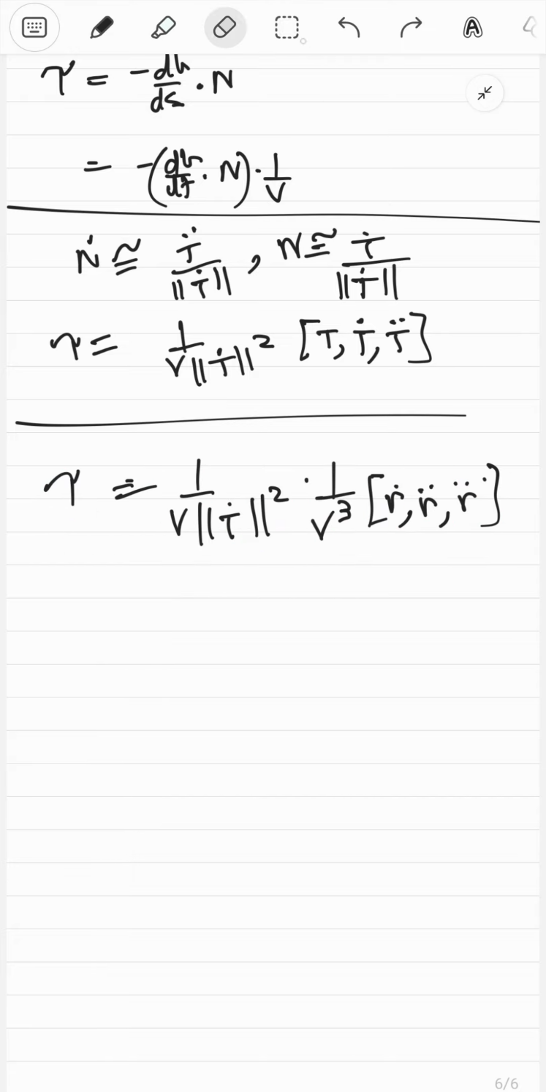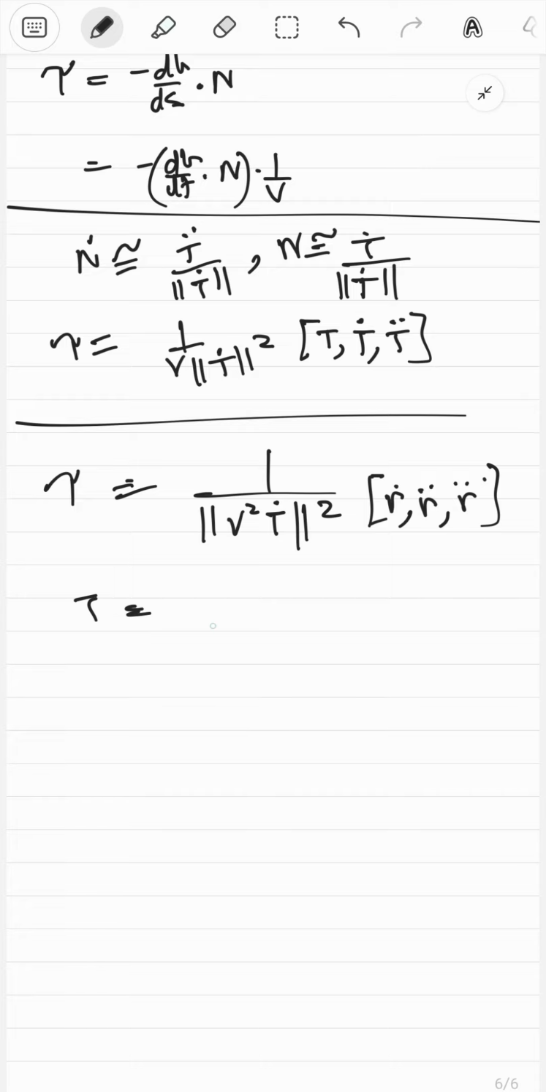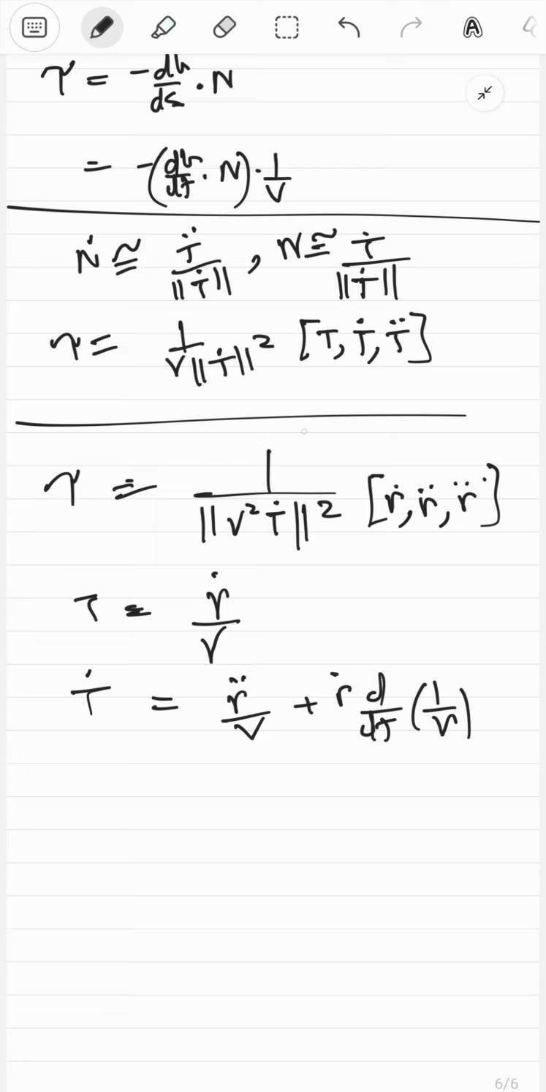So we can rewrite this as 1 upon the magnitude of v squared t dot squared, right? Now t is once again just r dot upon v, which means that t dot is just r double dot upon v, right, plus r dot d by dt of 1 upon v. But notice that r double dot is just the acceleration, and the r dot quantity, that is collinear with t. So it's something, let's call that capital A times t. Similarly, t dot is collinear with n, so that's something b times t, right? Or we can just let it be and let's just call this t dot.